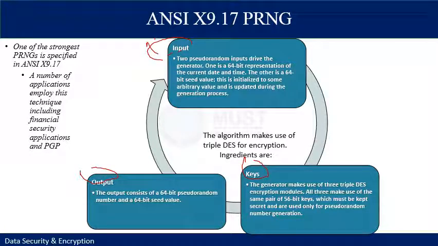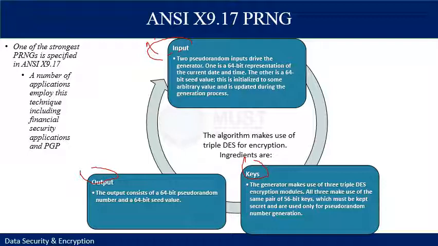The input is two pseudo-random inputs that drive the generator. One is a 64-bit representation of the current date and time, which is updated on each number generation. The other is a 64-bit seed value. This is initialized to some arbitrary value and it is updated during the generation process.